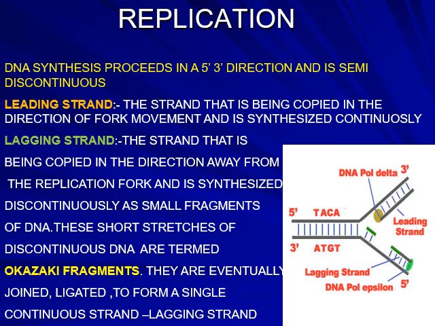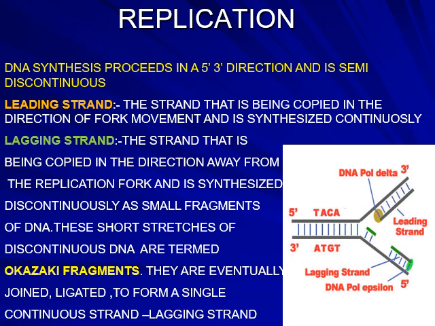Now let's look at the process of replication. DNA synthesis occurs in a 5' to 3' direction. So that is its polarity, and it is semi-discontinuous. The leading strand is the strand that is being copied in the direction of the fork movement. So here this is your leading strand and is synthesized continuously.